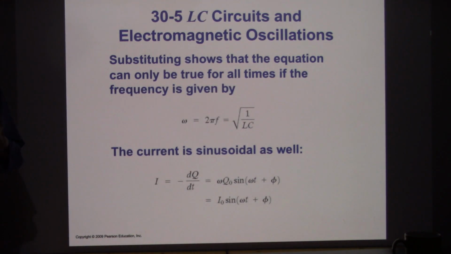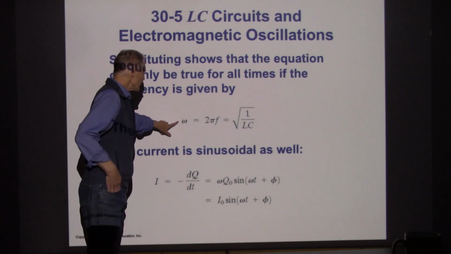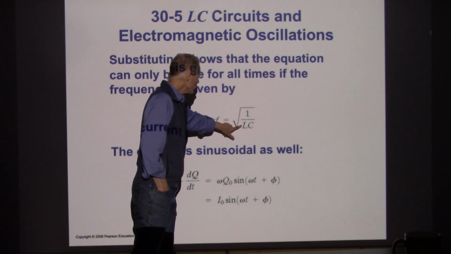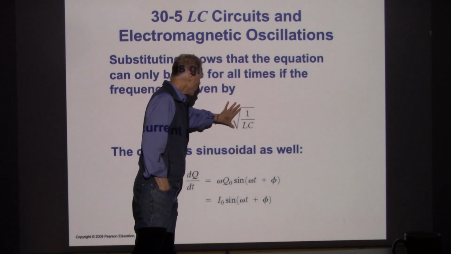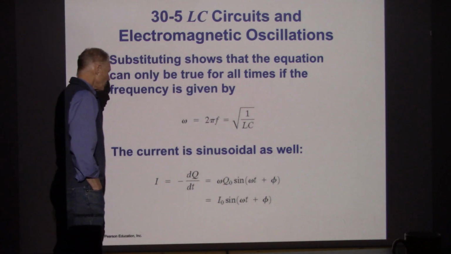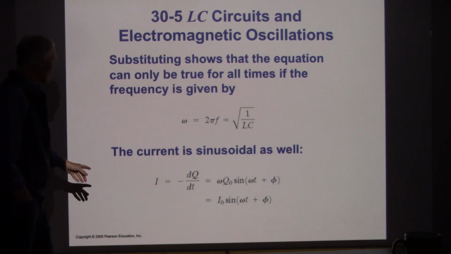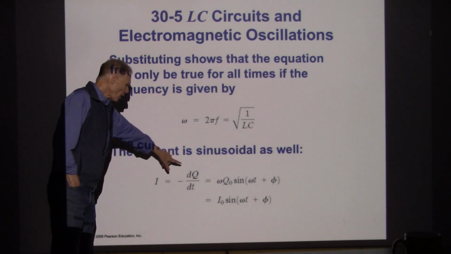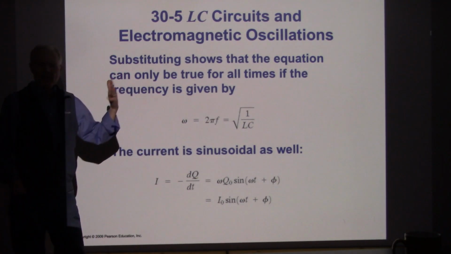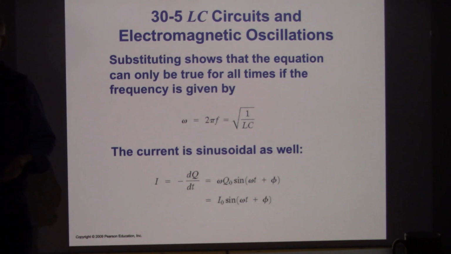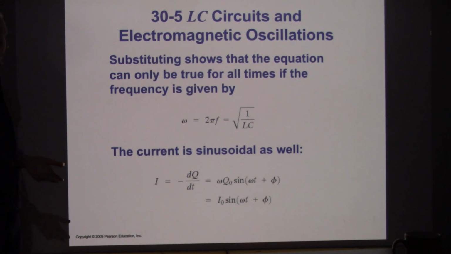Now, what is going to be the frequency at which this circuit oscillates? The frequency at which it oscillates is given by 1 over the square root of LC. So that's the formula we're going to end up with. And then if the charge on the capacitor is varying like a cosine function, what does that say about the current? The current will be varying like a negative sine function.